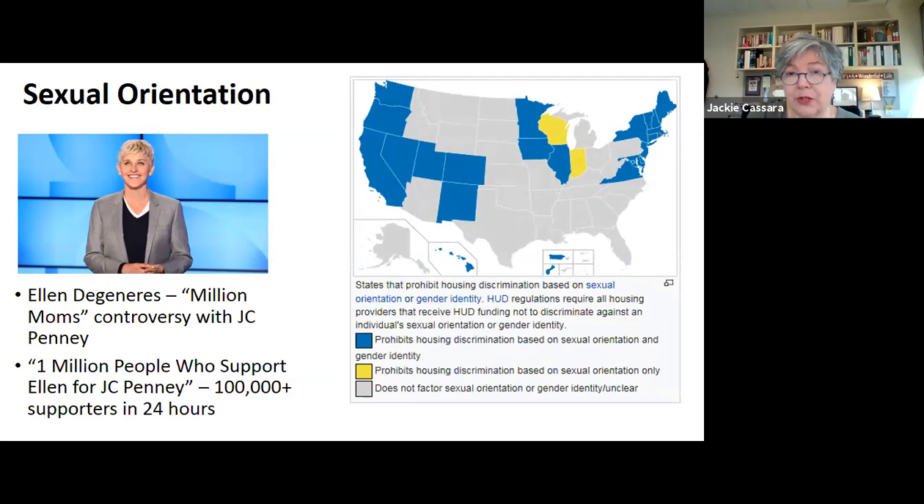Two of the states, the ones on this map in yellow, Indiana and Wisconsin, have protections based only on sexual orientation, not on orientation plus gender identity. So the blue states have housing discrimination guidelines that are law for everybody based on both orientation and gender identity. We're going to talk about gender identity a little bit later separately. But for orientation, that's less than half the country that have statewide protections. We already covered the fact that there are no federal protections.